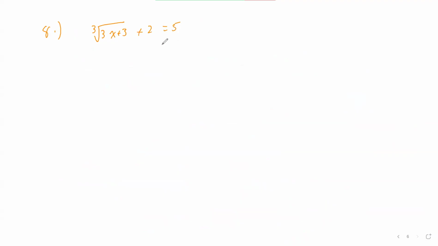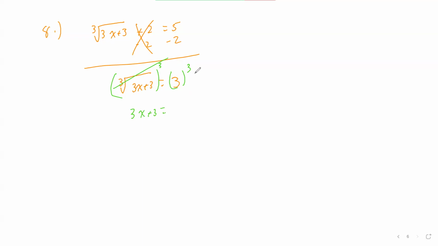Just like with the square root, you have to isolate the cube root. So I'm going to subtract 2 on both sides. Five minus 2 is 3, sorry. And then instead of squaring it, we're actually going to cube each side, because that would be the opposite of a cube root. And 3 cubed would be 3 times 3, which is 9, times 3 again, which is 27.